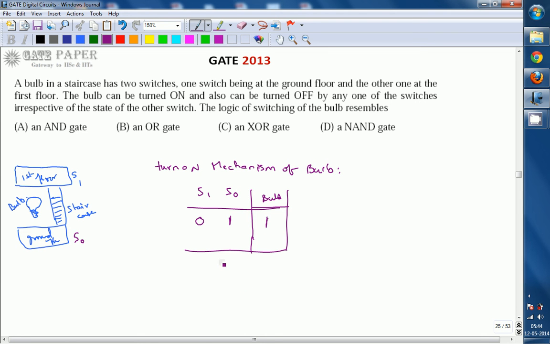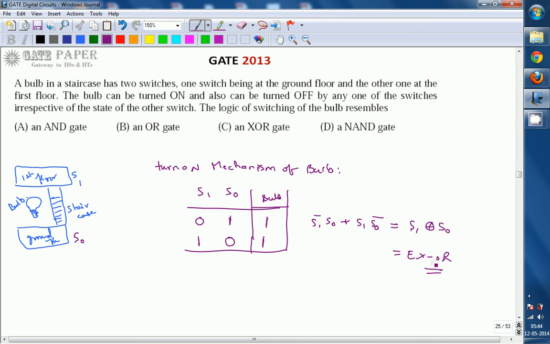As well, if you want to make the bulb on by using S1, previously the bulb was off, so S0 must be 0, then only the bulb can be on. So the bulb can be on only when S1 bar S0 plus S1 S0 bar, which is nothing but S1 exclusive OR S0, that is XOR operation.